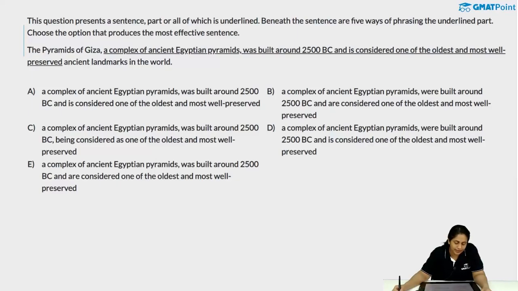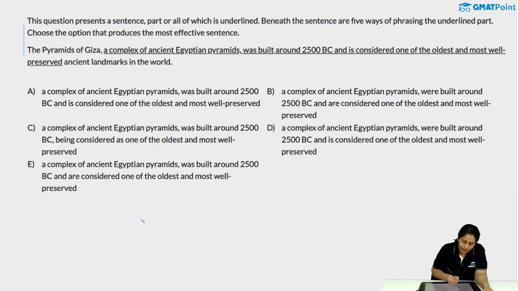In this particular question, we are asked to find out the correct way of phrasing the underlined portion. So let's take a look at the sentence. The pyramids of Giza, a complex of ancient Egyptian pyramids, was built around 2500 BC and is considered one of the oldest and most well-preserved ancient landmarks in the world. So let us take a look at the split as such. A complex of ancient Egyptian pyramids is same throughout.